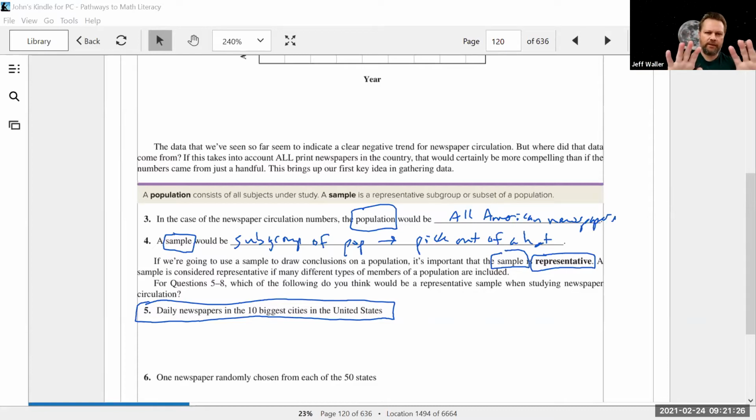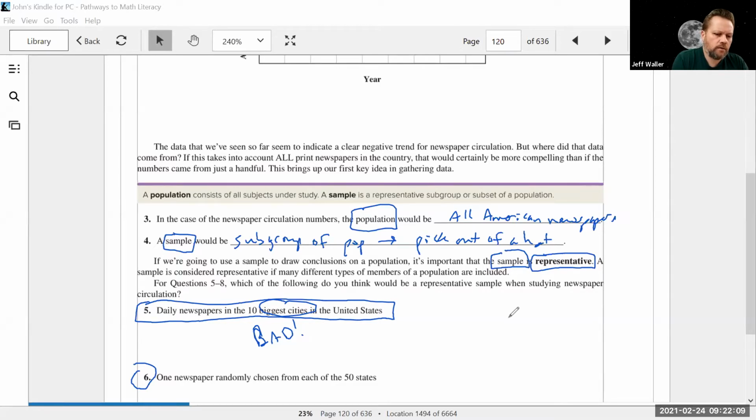Let me stop for a minute. This idea of being representative is huge. So this is bad because this would represent those cities, not the United States. How about number 6? Is that better? Is it fantastic? No. Is it better than 5? Yes, it is better than 5. What's an immediate thing you could do to make this number 6 better?